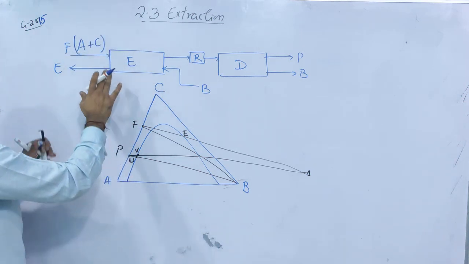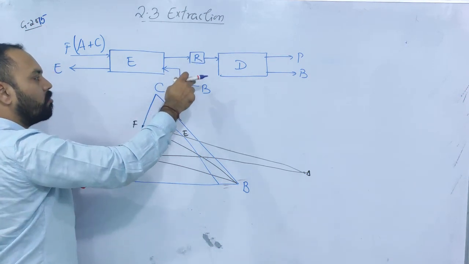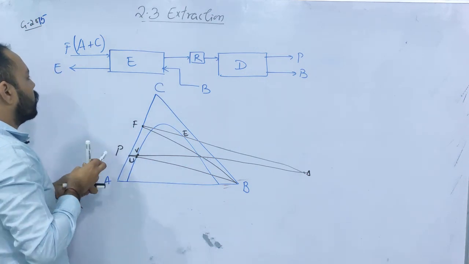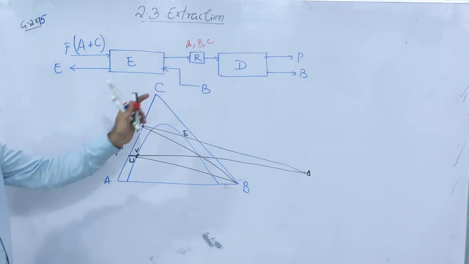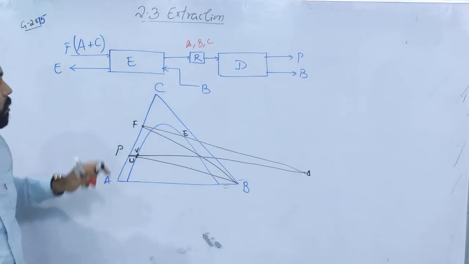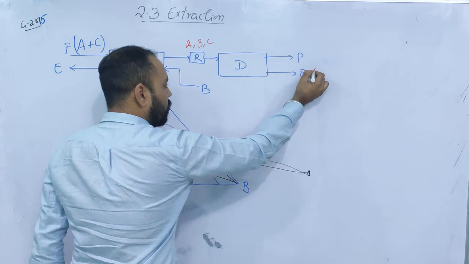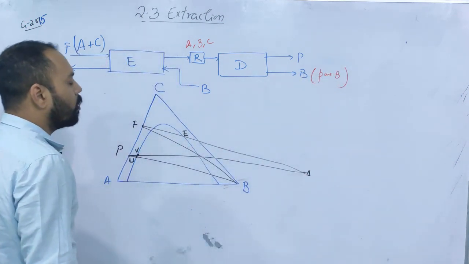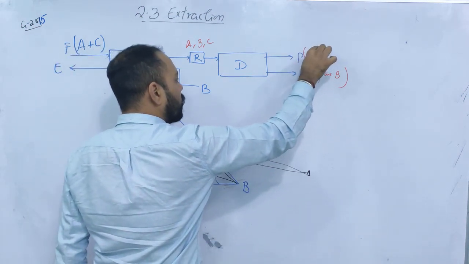miscible. Now, from the extractor, raffinate is coming out. This raffinate contains all the three components A, B and C in some proportions. Now, this raffinate is sent to a distillation column. D stands for distillation, E stands for extractor. From the distillation column, this is pure B, fine, and this is P, which is a mixture of A and C.